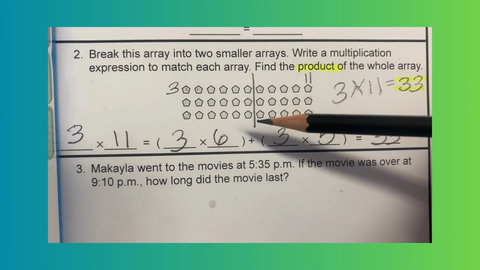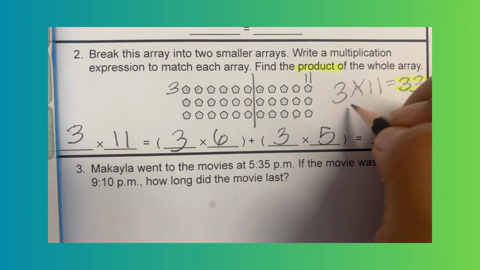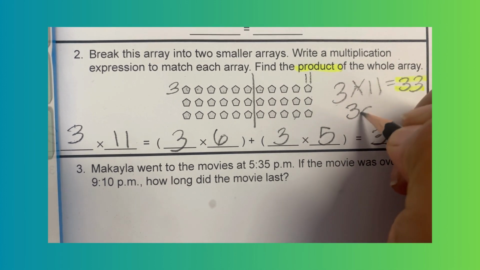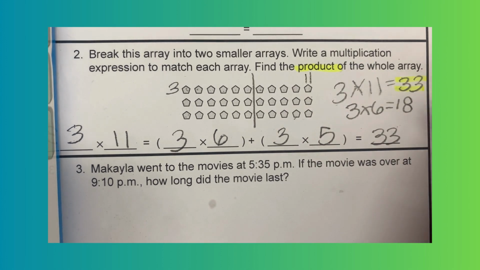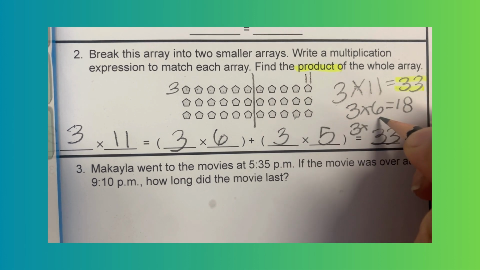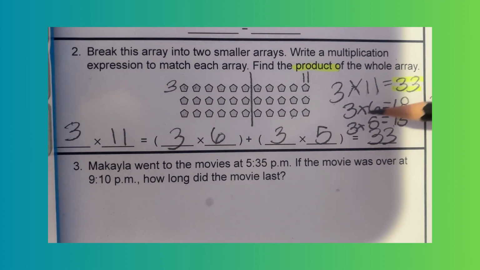So now we need to find the product of our 2 smaller multiplication equations. So 3 times 6 would give us 18. And then 3 times 5 would give us 15. Okay, so your 3 times 5 will equal 15.